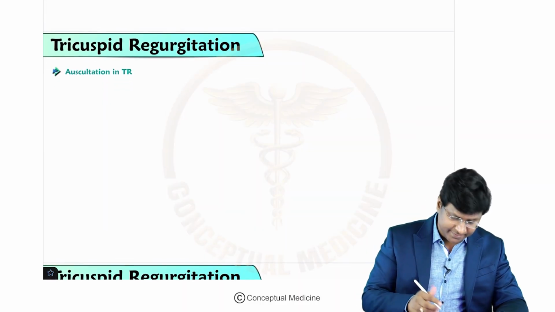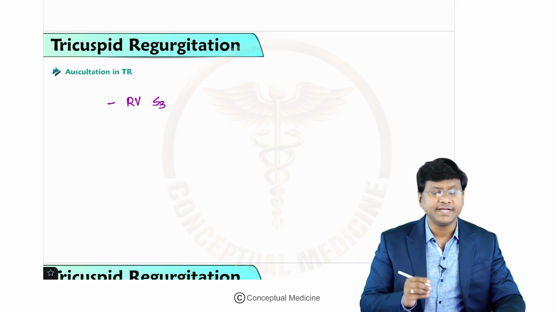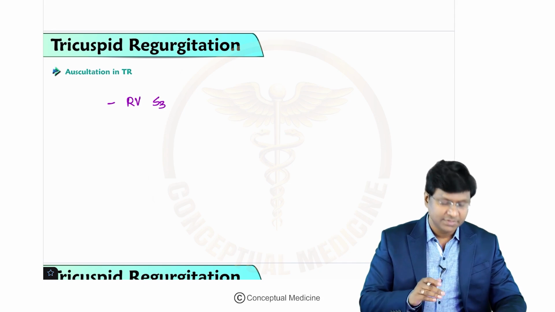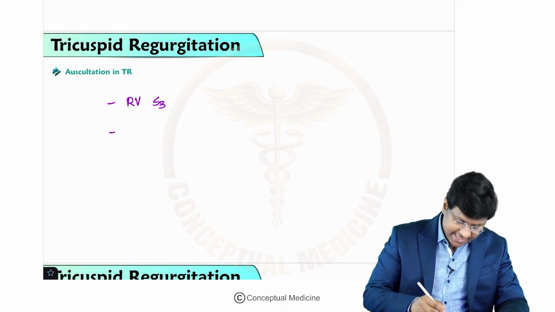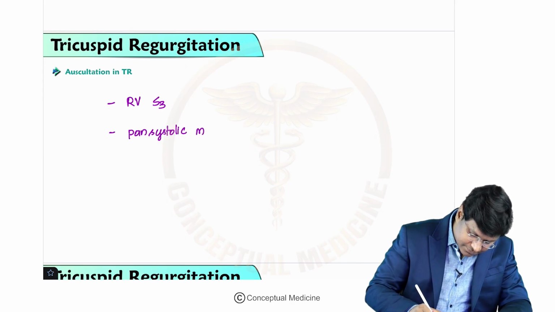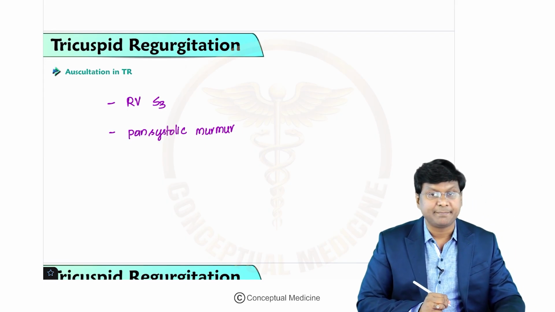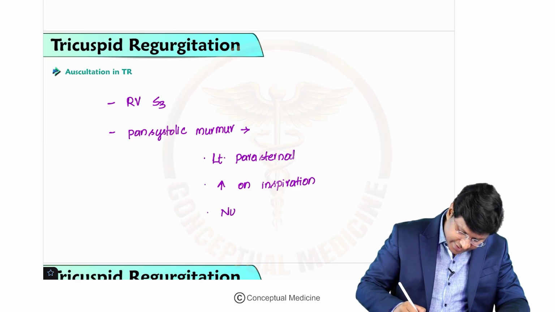Followed by that, let me discuss the auscultation. These patients are developing right ventricular failure, so you will have a right ventricular S3. An S3 may accompany the murmur. On auscultation you also have a tricuspid regurgitant murmur, which is a pansystolic murmur heard in the left parasternal area. This murmur of tricuspid regurgitation increases on inspiration, and there is no radiation of the murmur.